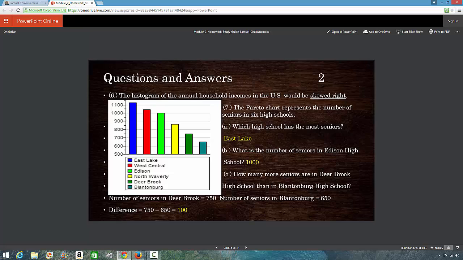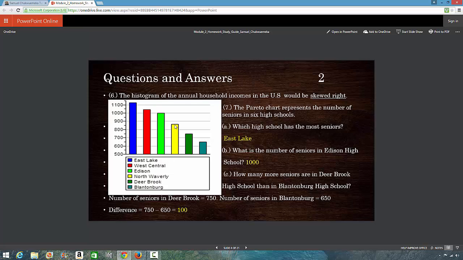Question 7. This is a Pareto chart, and it represents the number of seniors in 6 high schools. If you look at this chart, East Lake has more than 1,100 seniors. West Central High School has about, you know, really less than the middle of 1,100, right? Edison High School has 1,000 high school seniors.